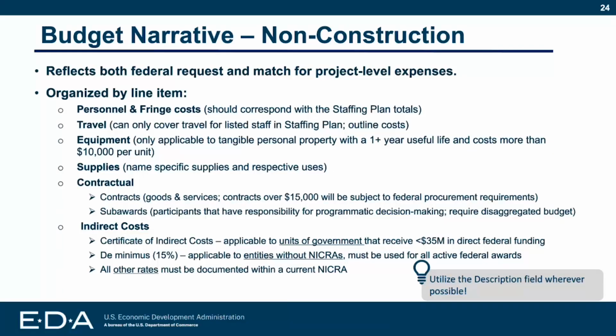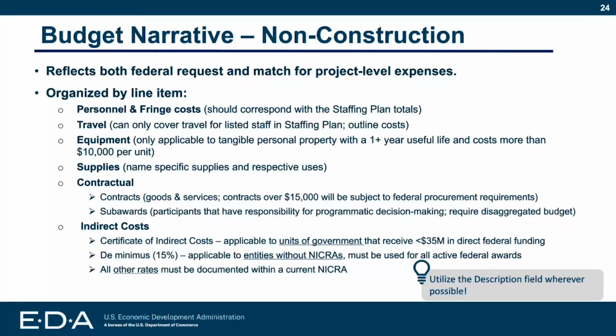Budget narrative for non-construction. So again, this reflects both your federal request and your match at the project level expenses. Here's just a couple of the things that we're looking for. This aligns with the 424A. Some quick tips here. Personnel and fringe costs should correspond with the staffing plan totals. Travel should only be for staff that are listed in the staffing plan. We do want some detailed costs there. How many trips are you taking?